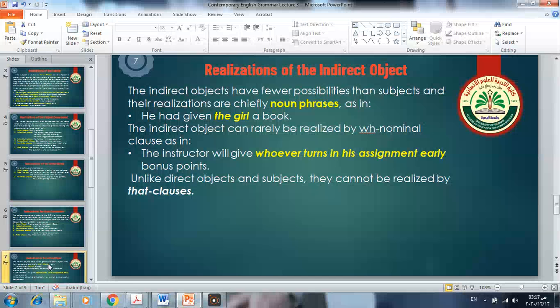The indirect object can rarely be realized by a WH nominal clause, as in, the instructor will give whoever turns in his assignment early bonus points. So whoever turns in his assignment early is the WH nominal clause, which functions as an indirect object. Unlike direct objects and subjects, the indirect objects cannot be realized by that clauses.